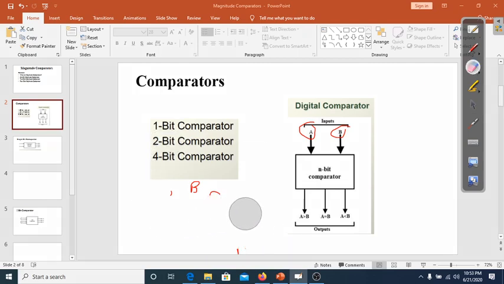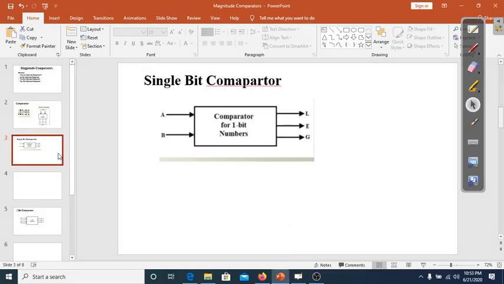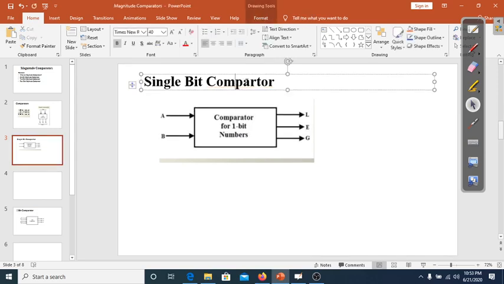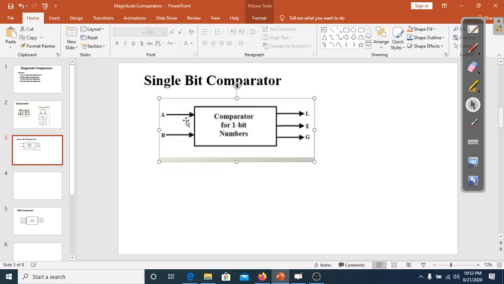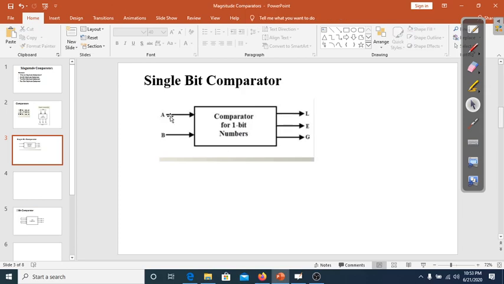Okay, now first let us talk about the 1-bit comparator. In a 1-bit comparator, we have two numbers A and B. The number A must have 1 bit and B must have 1 bit. So there are three possibilities: A could be larger than B, A could be equal to B, A could be less than B.